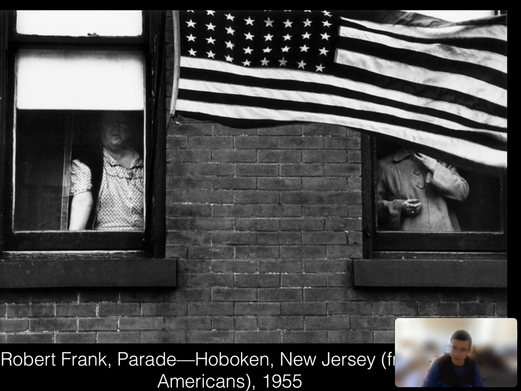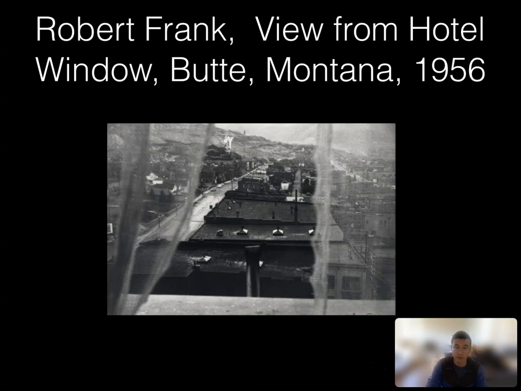What's the narrative? Again, this is a question that I ask again and again. What is that one thing that he's trying to tell with this series of photographs? What is that one story that he's trying to tell? Think about the photo essay, because The Americans is itself a photo essay by Robert Frank. What is he trying to document? Robert Frank, view from a hotel window in Butte, Montana. How is it, or maybe think about how is it, right?